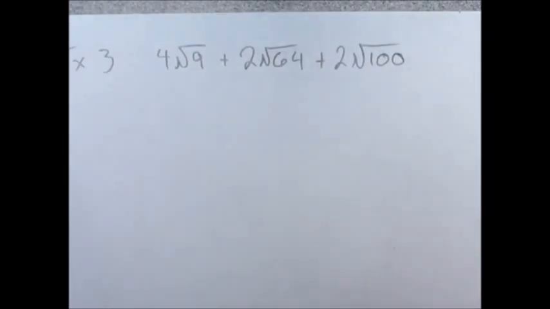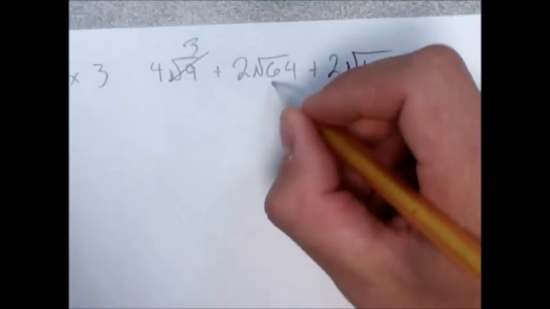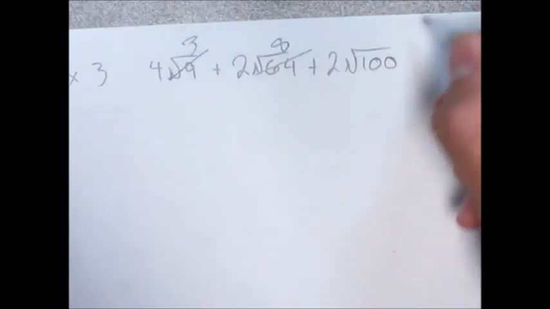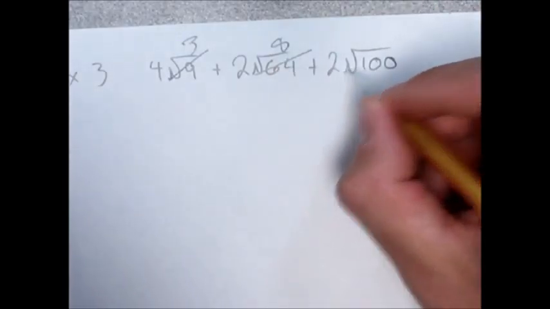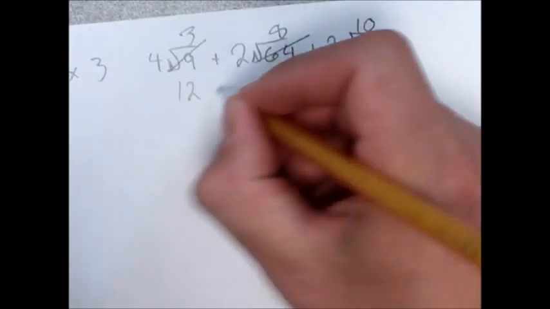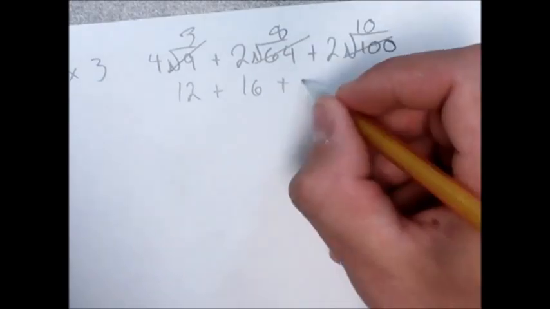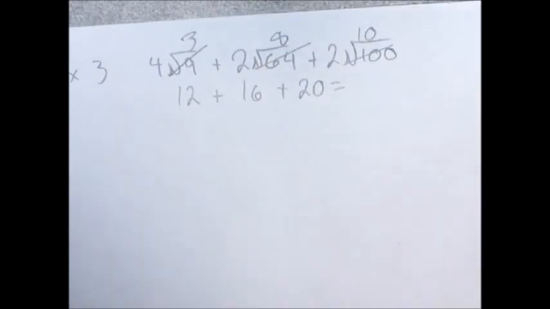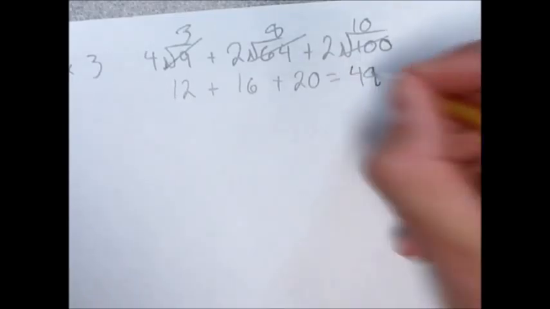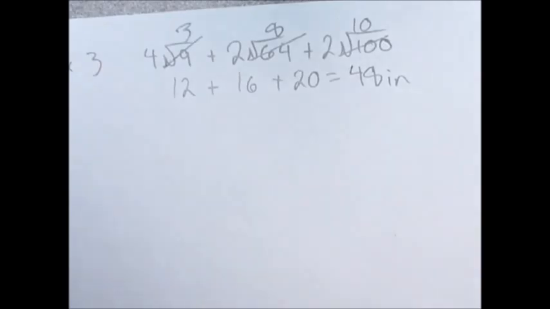What is square root of 9? Square root of 64? 8, good. Square root of 100? 10. Now all I have to do is multiply. 4 times 3 is 12, plus 2 times 8 is 16, plus 2 times 10 is 20. Add these all together, and I get 28 and 20 make 48. 48, and I need my label, it's in inches, so inches is the total.